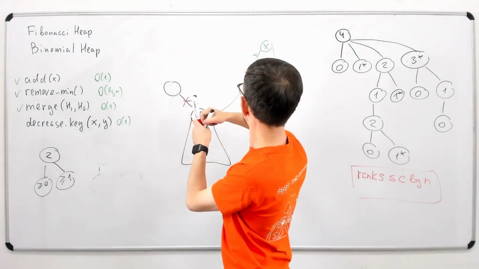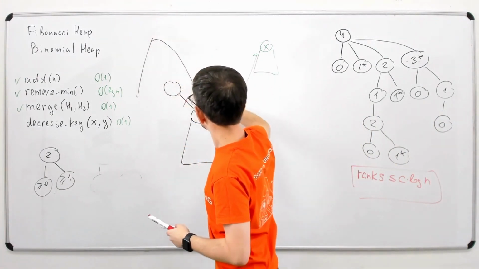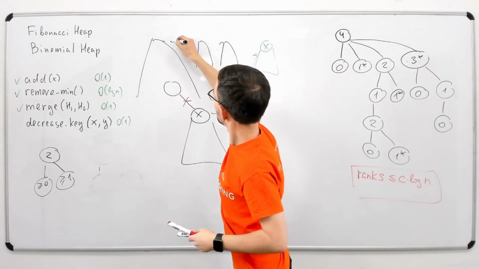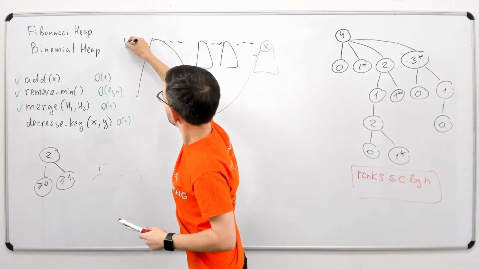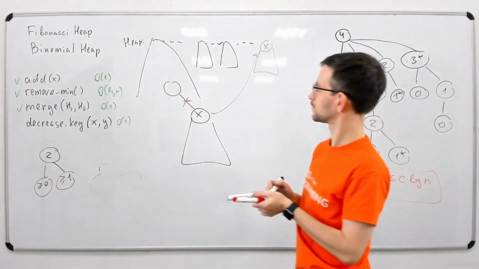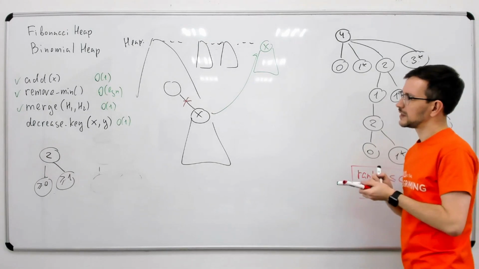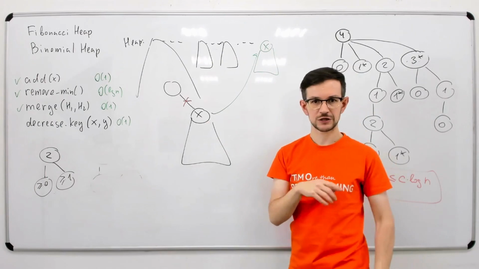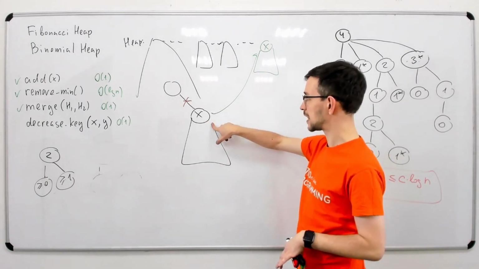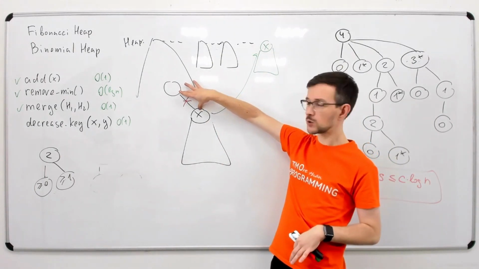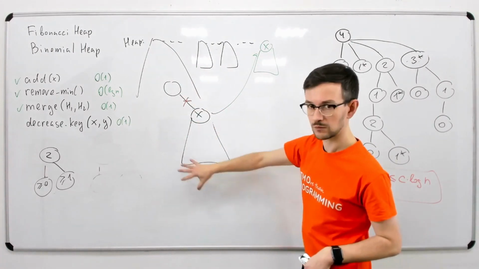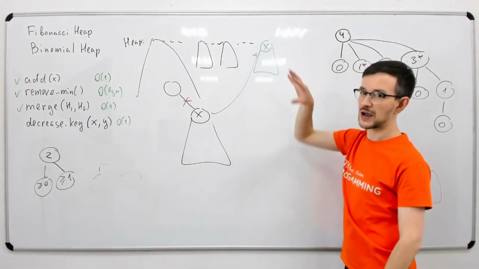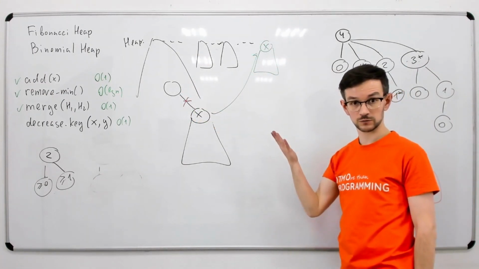So here you have the list of your roots. All this happens inside one of the trees. Here we have some other trees. This is your heap. So inside one of the trees of your Fibonacci heap, you try to decrease the key of this element. You decrease the key of this element, and this condition broke. So you take this subtree, detach it from its parent, and move it as a separate tree to your root list. That's all.